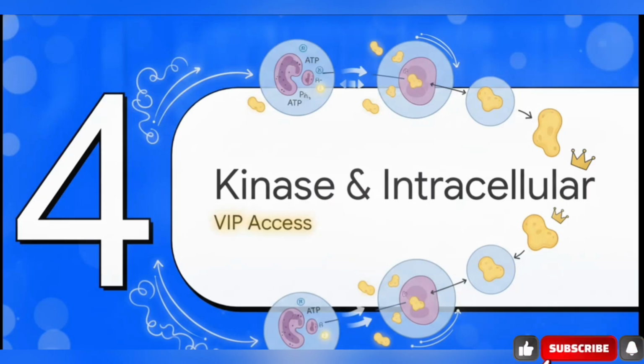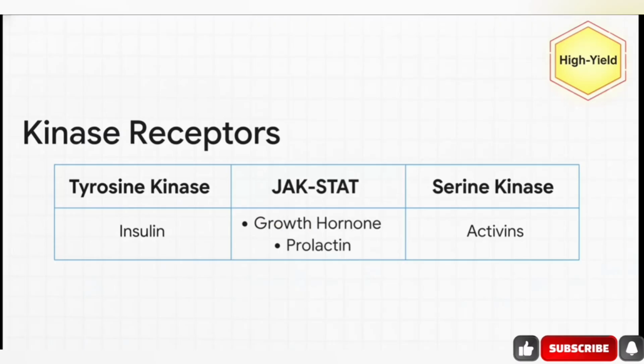All right, Section 4, kinase and intracellular receptors, the VIP axis. We've talked a lot about GPCRs, but what about the alternative pathways? On the cell surface, we also have kinase receptors.